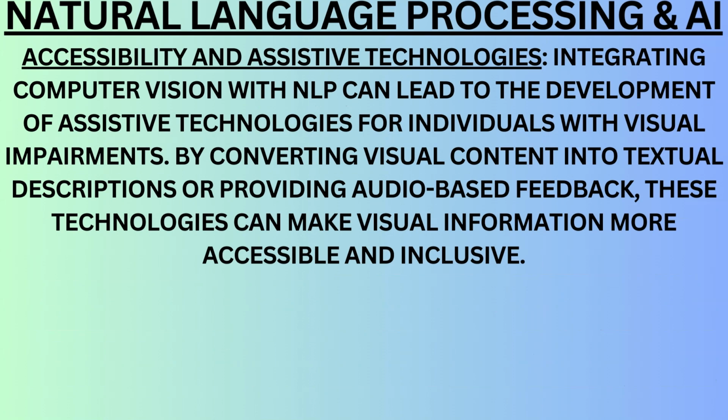Accessibility and assistive technologies. Integrating computer vision and natural language processing can lead to the development of assistive technologies for individuals with visual impairments. By converting visual content into textual descriptions or providing audio-based feedback, these technologies can make visual information more accessible and inclusive.